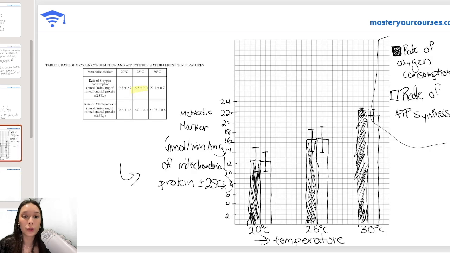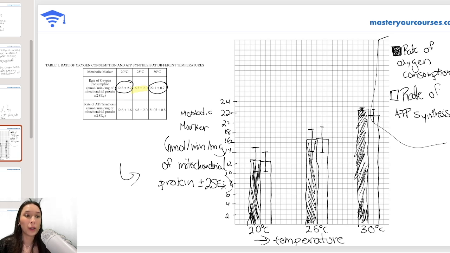So frankly, there's only two options for this one. It's either this one or this one. You're looking for which one is different, which is a strange way of phrasing it, but they're looking for basically statistically significant, which requires you to know what your error bars mean.